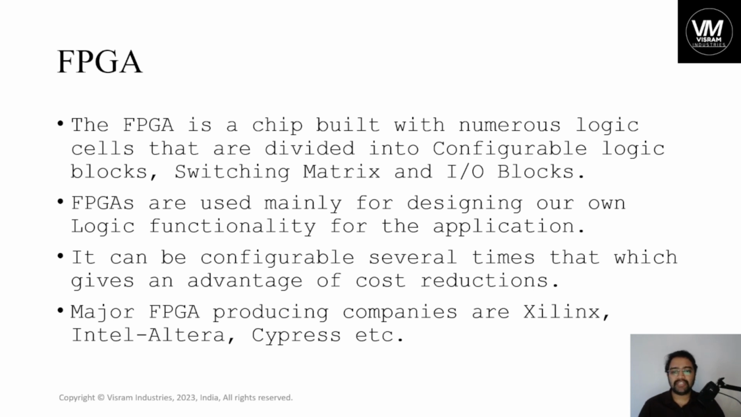FPGAs are used mainly for designing our own logic functionality for the application. If you have a CNC machine or any application in the industry, a small example is to run a chain belt from position A to B. The chain rotates and you will see the chain rotation in this way. In the FPGA, you design that for 10 seconds the chain should be moving in this left to right direction. And if you write another command stating that from the 11th second to the 21st second, the chain should be moving from right to left in this way.